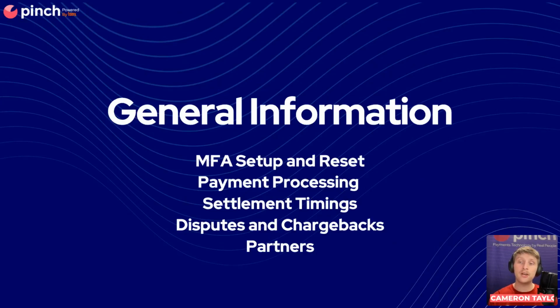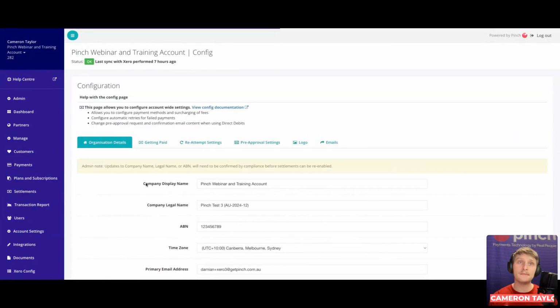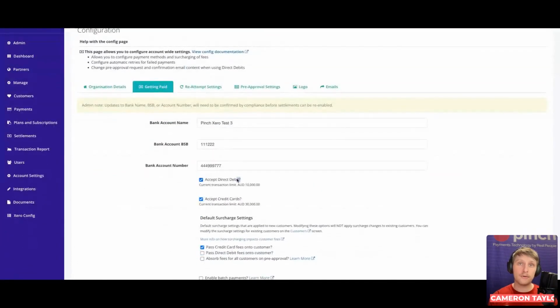So moving on, we're next going to talk about payment processing. Here at Pinch Payments, we support two types of payment processing. We support direct debits and we support credit cards or debit cards. You can see here that by default, the limits on these are $10,000 for direct debit per transaction, meaning per invoice or batch payment, and $30,000 for cards.